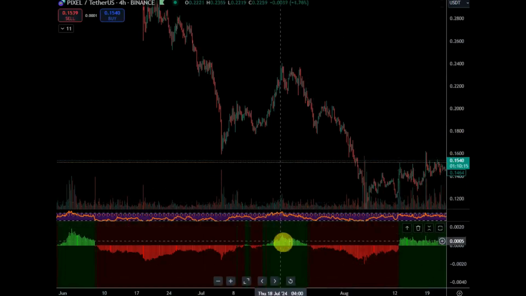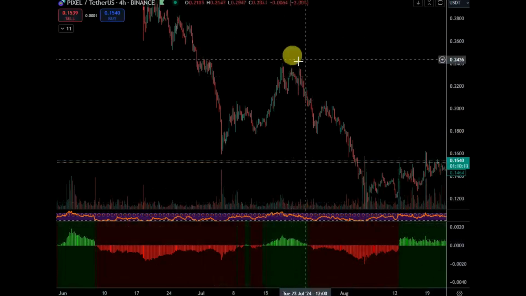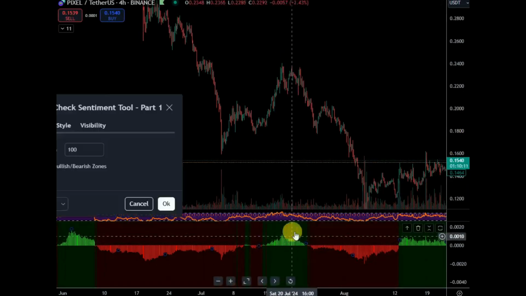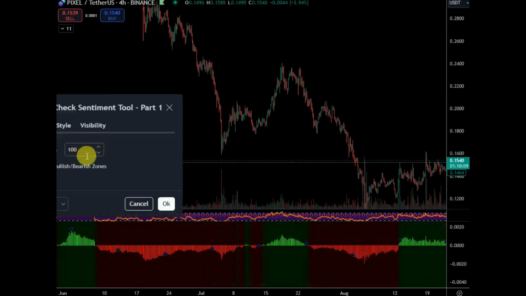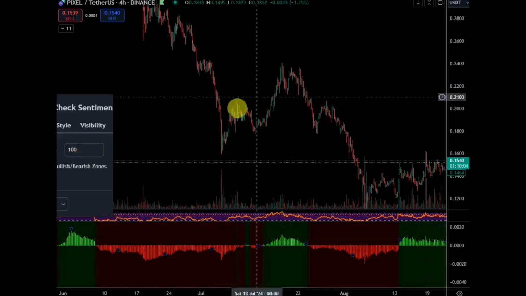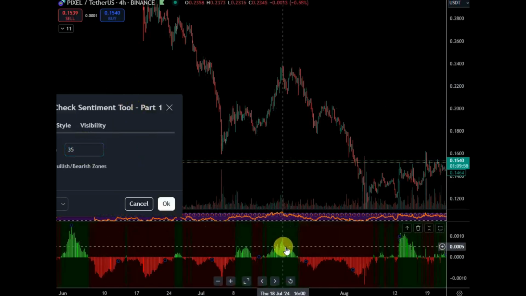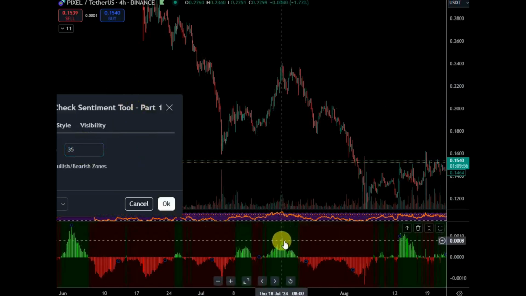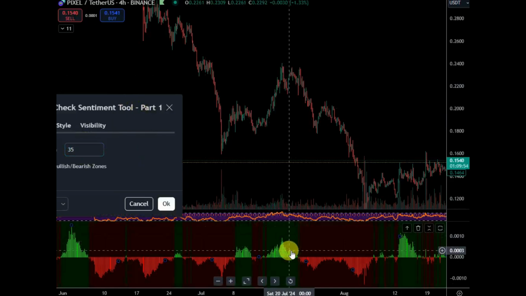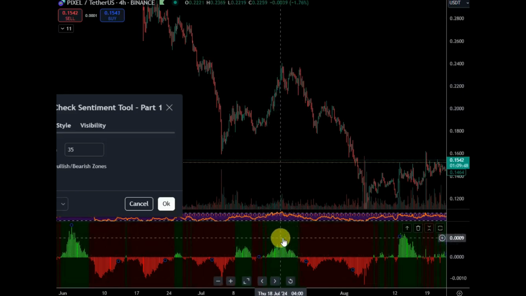And of course, you could try and refine selling up here by lowering the setting from 100, because 100 is a very high setting, and drop that down to 50 or 35 or even 20. Maybe I'll just drop it to 35 for a visual representation to see what happened. So you can see here there was a very big spike in sentiment, but this spike was a lot lower, showing signs of weakness up in here, because sentiment is rising.